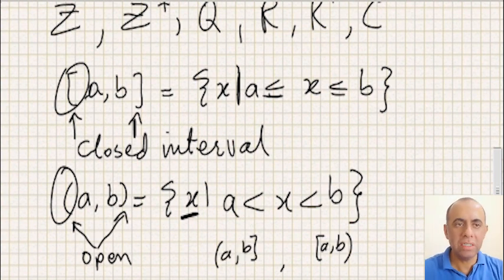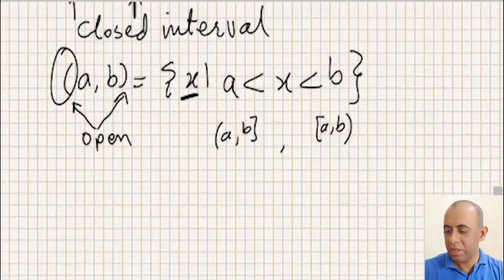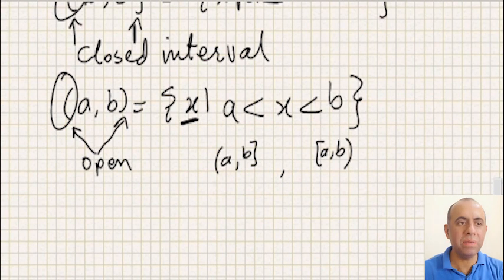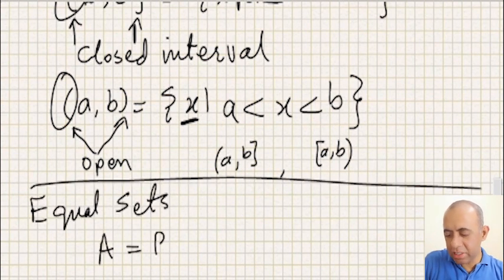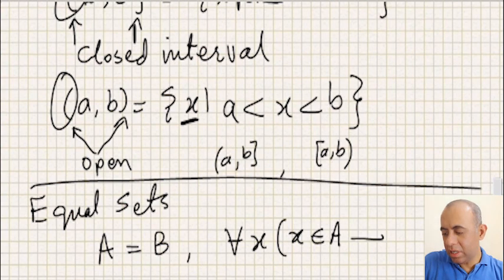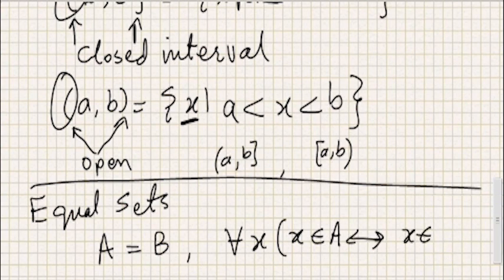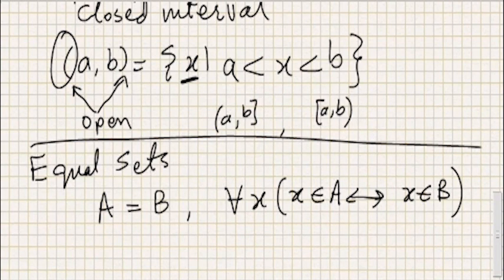Similarly, two sets are equal when both of these sets have exactly the same number of elements and exactly the same elements. Equal sets: A and B are equal sets if and only if, for all x, x belongs to A if and only if x also belongs to B. That means these two sets are going to be equal.